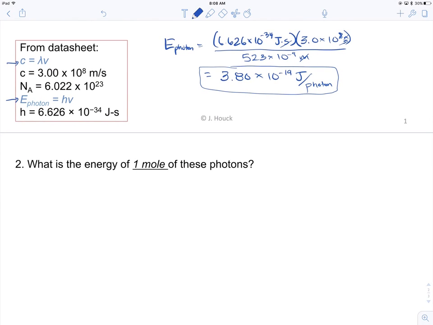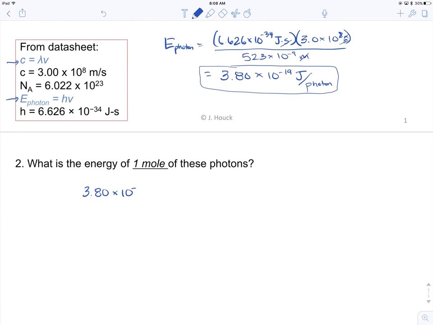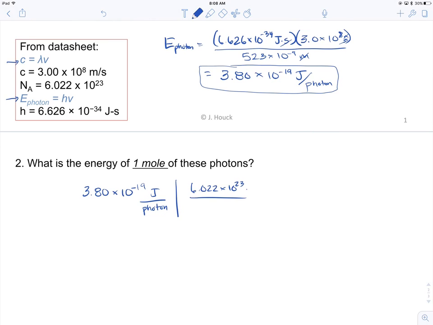So one way of solving this would be just to do a unit conversion using our mole conversion. Joules per 1 photon, and we know that there are 6.022 times 10 to the 23rd photons per mole, and that would give me 228,882 joules per mole. And because that's such a large number, often these are reported in kilojoules.